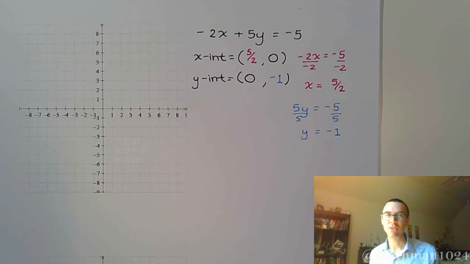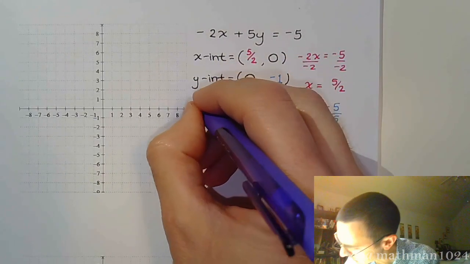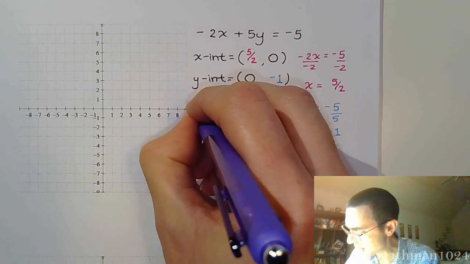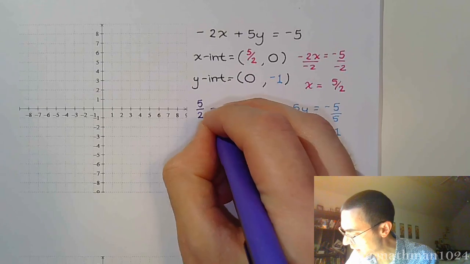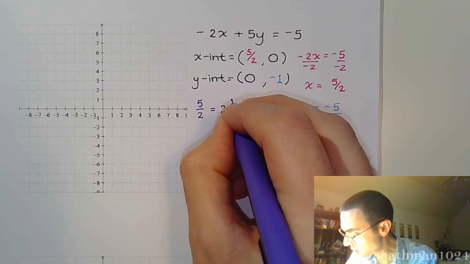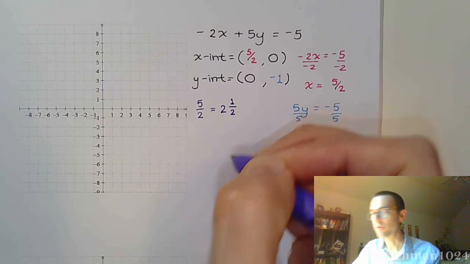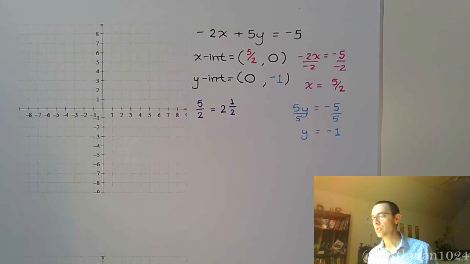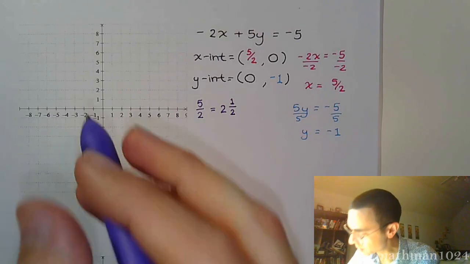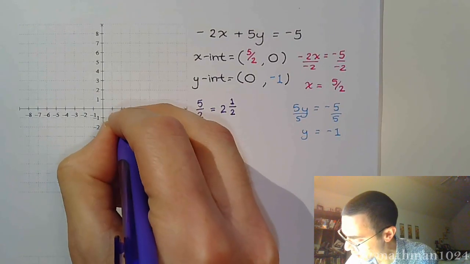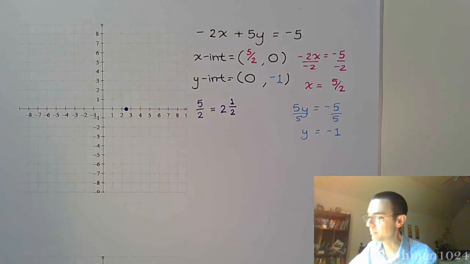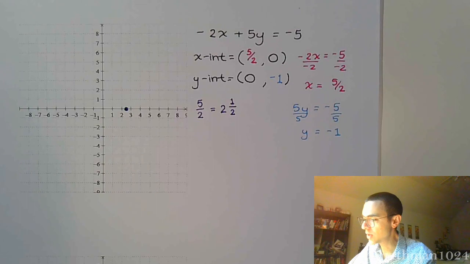Oh man, we got to come back to the fraction. Well, remember this. If I look at 5 halves, that is the same thing as saying 2 and 1/2 when I convert that improper fraction into a mixed number. Right? So that 2 1/2 means I'm going to be right in the middle between 2 and 3, like that. And my y-intercept is 0, negative 1.